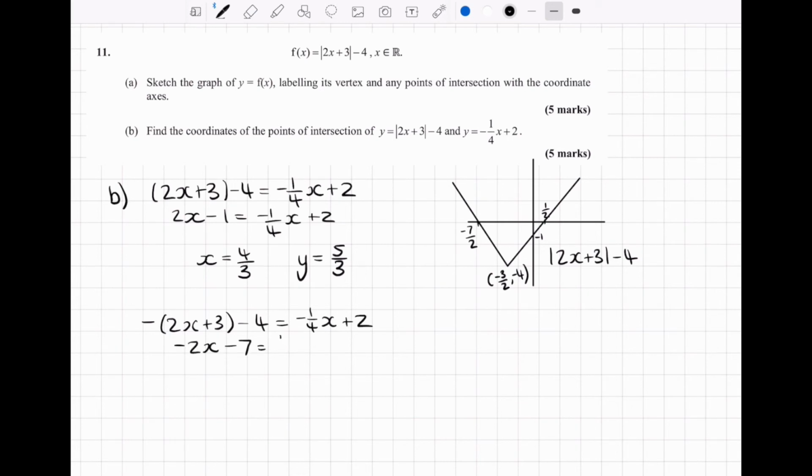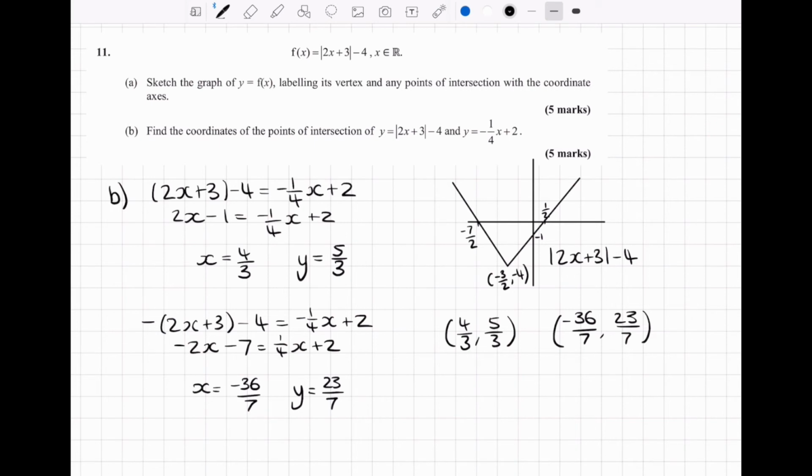For the next part, I want to solve minus 2x plus 3 minus 4 is equal to minus a quarter x plus 2. And then I'll do the exact same thing, find my x value, sub that back in to find my corresponding y value. And I'll have those two coordinates of where the points of intersection of those graphs are.